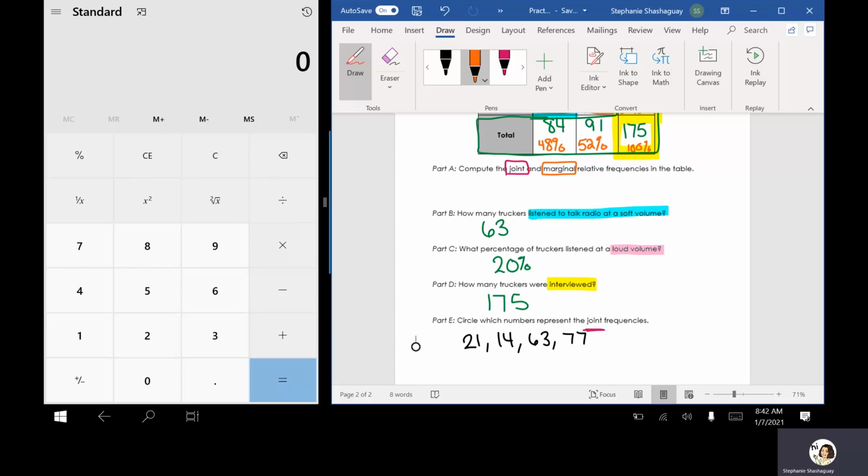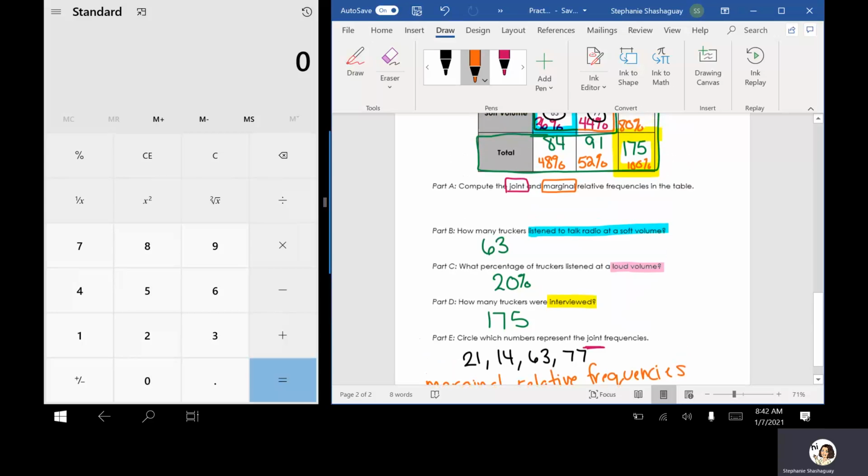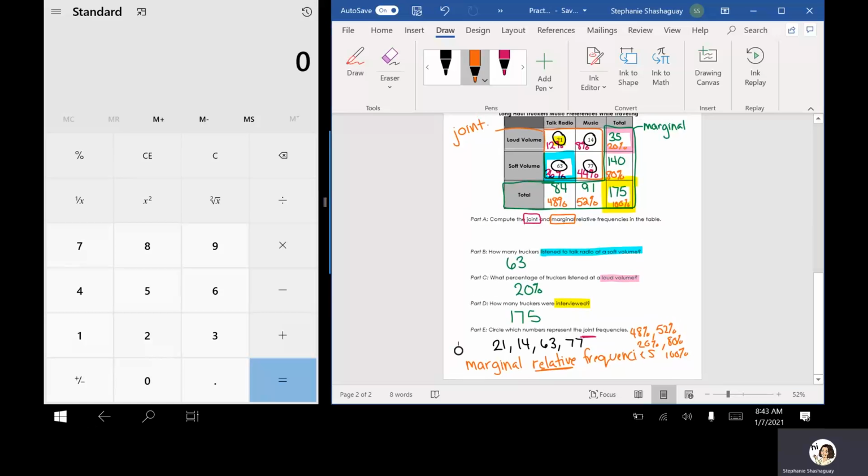Now, if it asked for the marginal relative frequencies, we would list the percentages that we did in our margins. The key difference here is that word relative, so the marginal relative frequencies are going to be 48%, 52%, 20%, 80%, and 100%. Okay, that is it for the practice book problems.